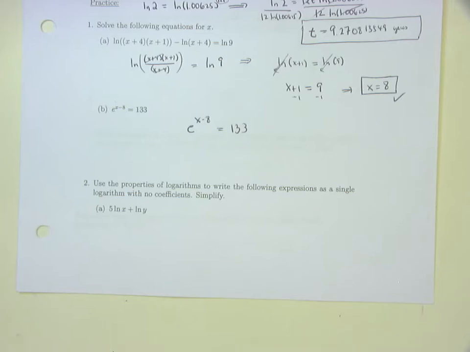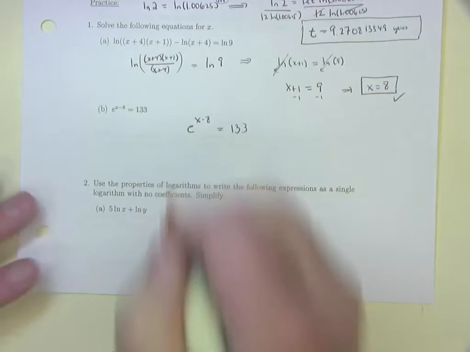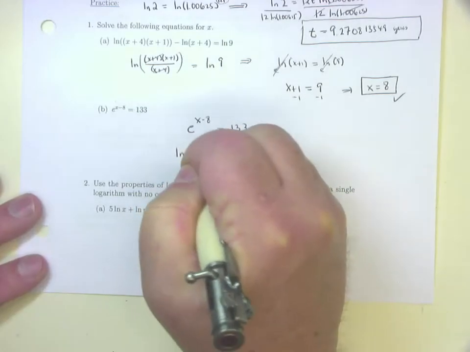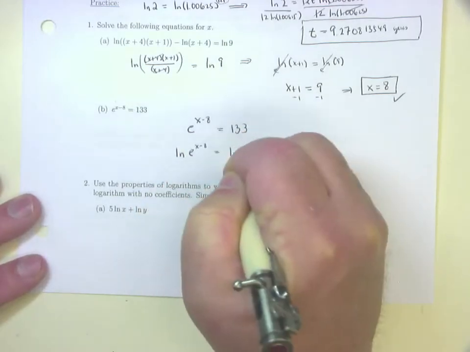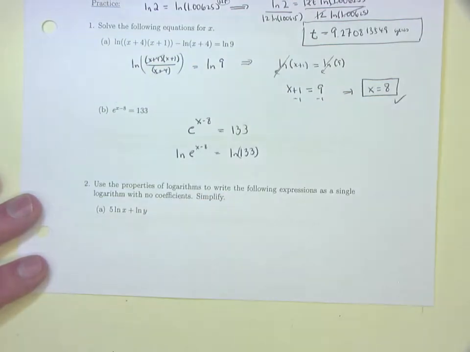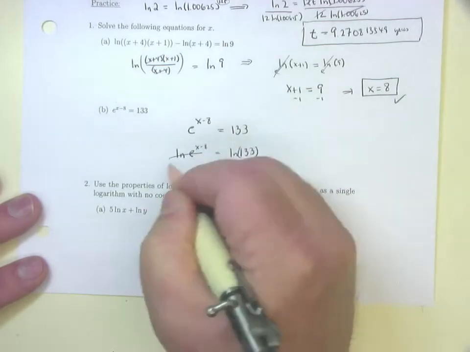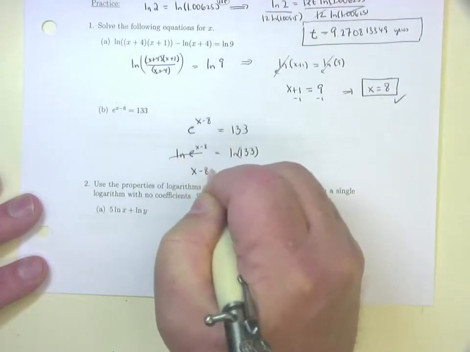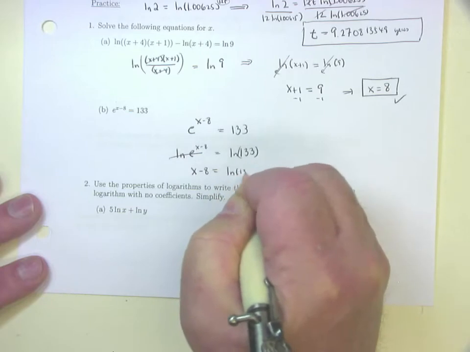So the first move I'm going to do on this problem is, since I have that e by itself, I can kill it off by taking the natural log of both sides. So what I do to one side, natural log of e to the x minus 8, I do the other, equals the natural log of 133. Now, e and natural logs do what to each other? Cancel. That will leave you, and the exponent pops down front. That'll be x minus 8 is equal to the natural log of 133.